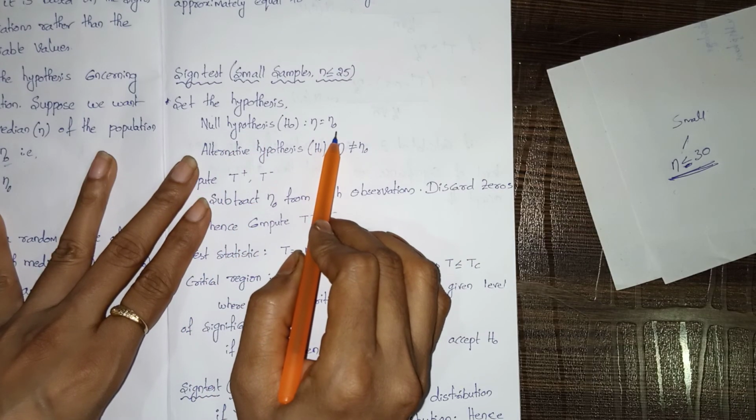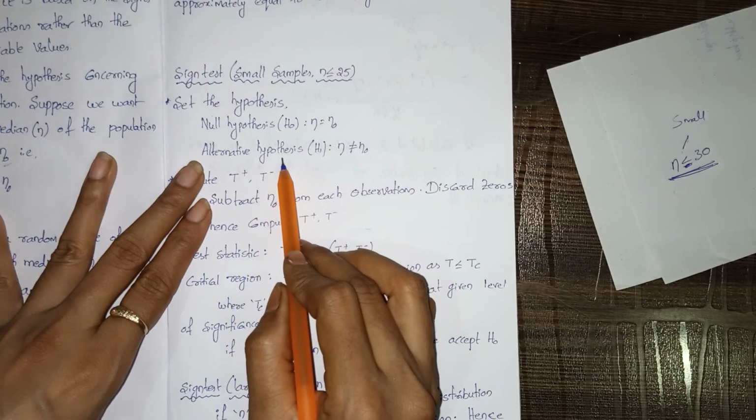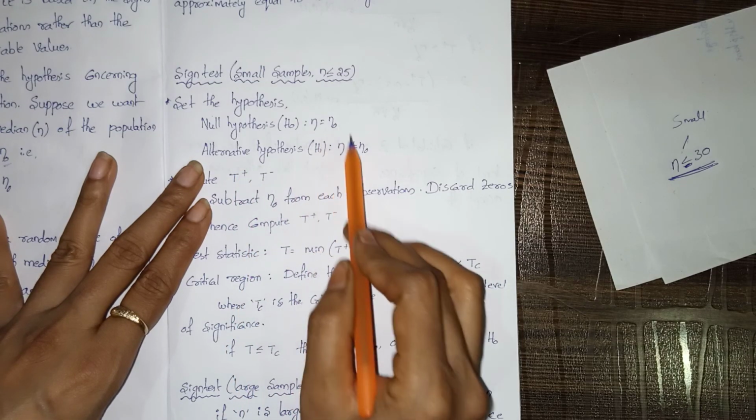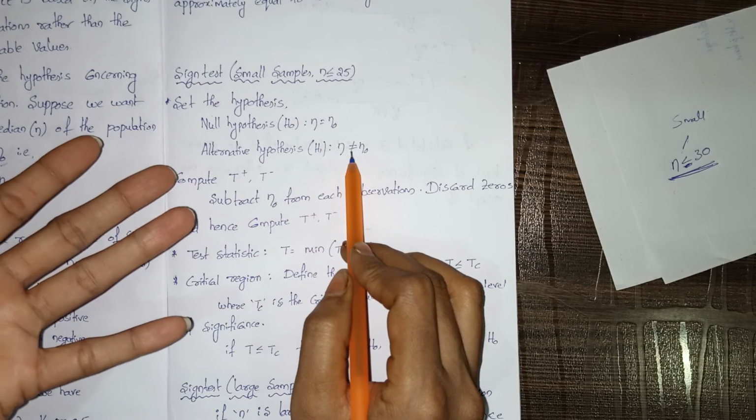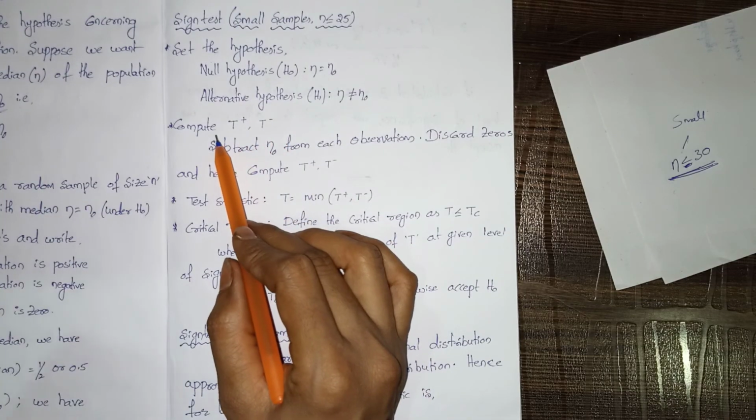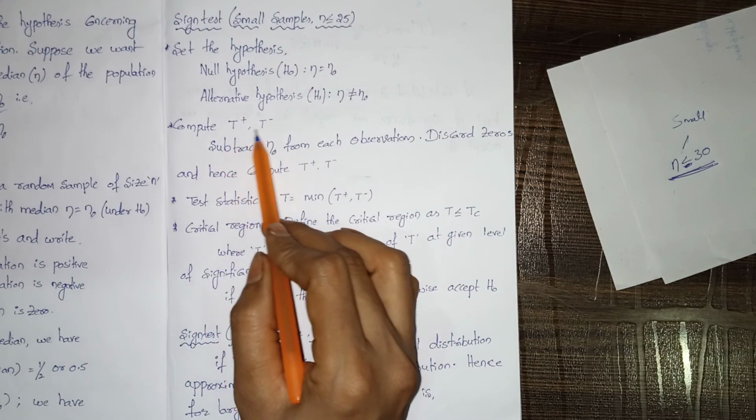H1: θ ≠ θ0. Here we took the null hypothesis as equals to, so automatically for the alternative hypothesis we take not equals to. Next, what we have to do is compute T+ and T−.